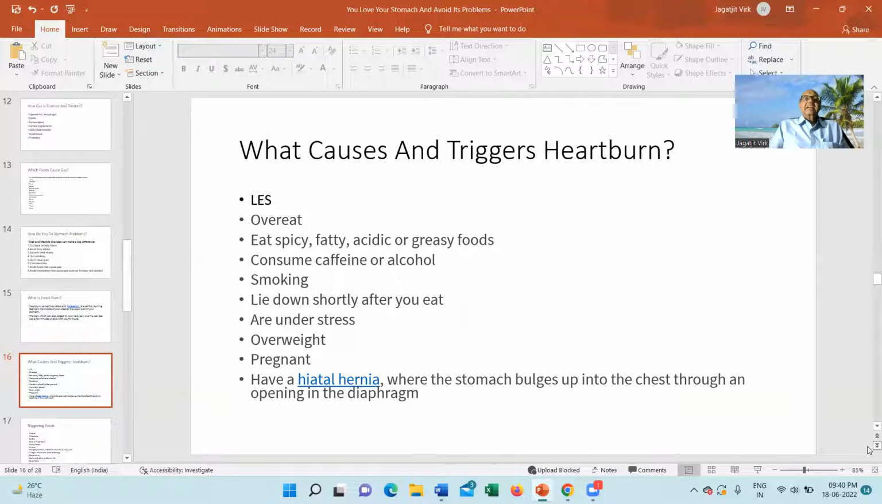What causes and triggers heartburn? Lower esophageal sphincter laxity of that sphincter, overeating, when you eat spicy, fatty, acidic, or greasy foods, when you consume caffeine or alcohol, smoking, when you lie down shortly after you eat, you are under stress, you are overweight, you are pregnant, you have a hiatal hernia where the stomach bulges up into the chest through an opening in the diaphragm.